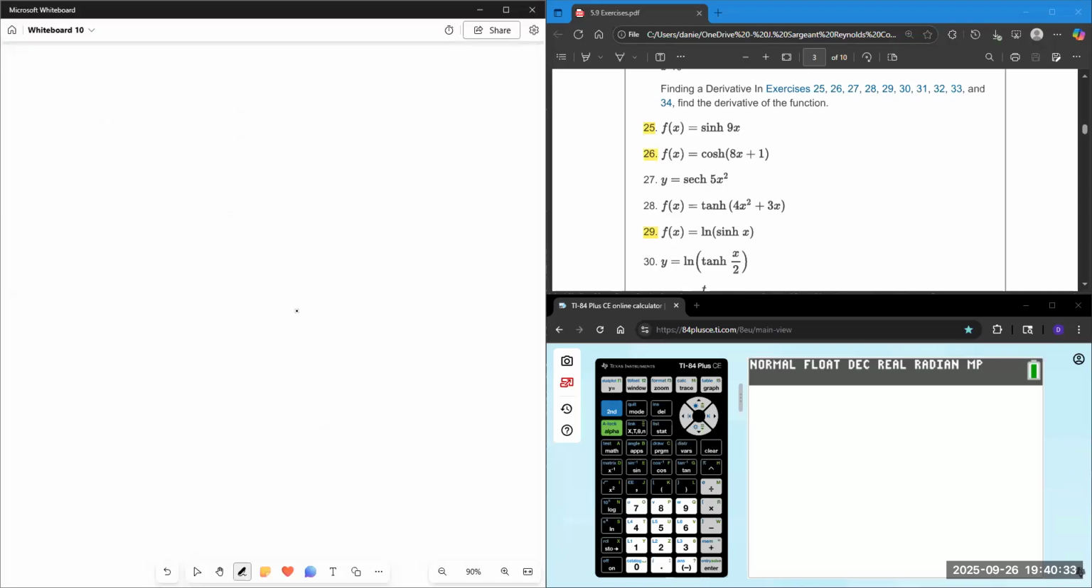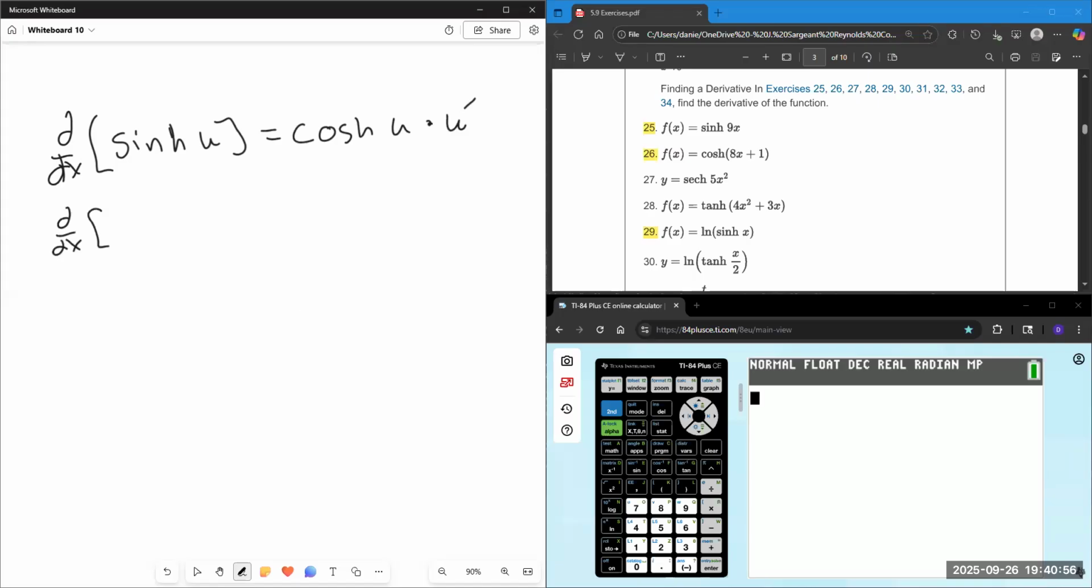The only two derivatives that you really need to know, because we can write everything in terms of sinh and cosh, is that the derivative of sinh is cosh, and we'll use the chain rule here to define these just in case we don't have a simple x. The derivative of cosh is sinh, and so again, using the chain rule here, don't forget to multiply by the derivative of the inner function.